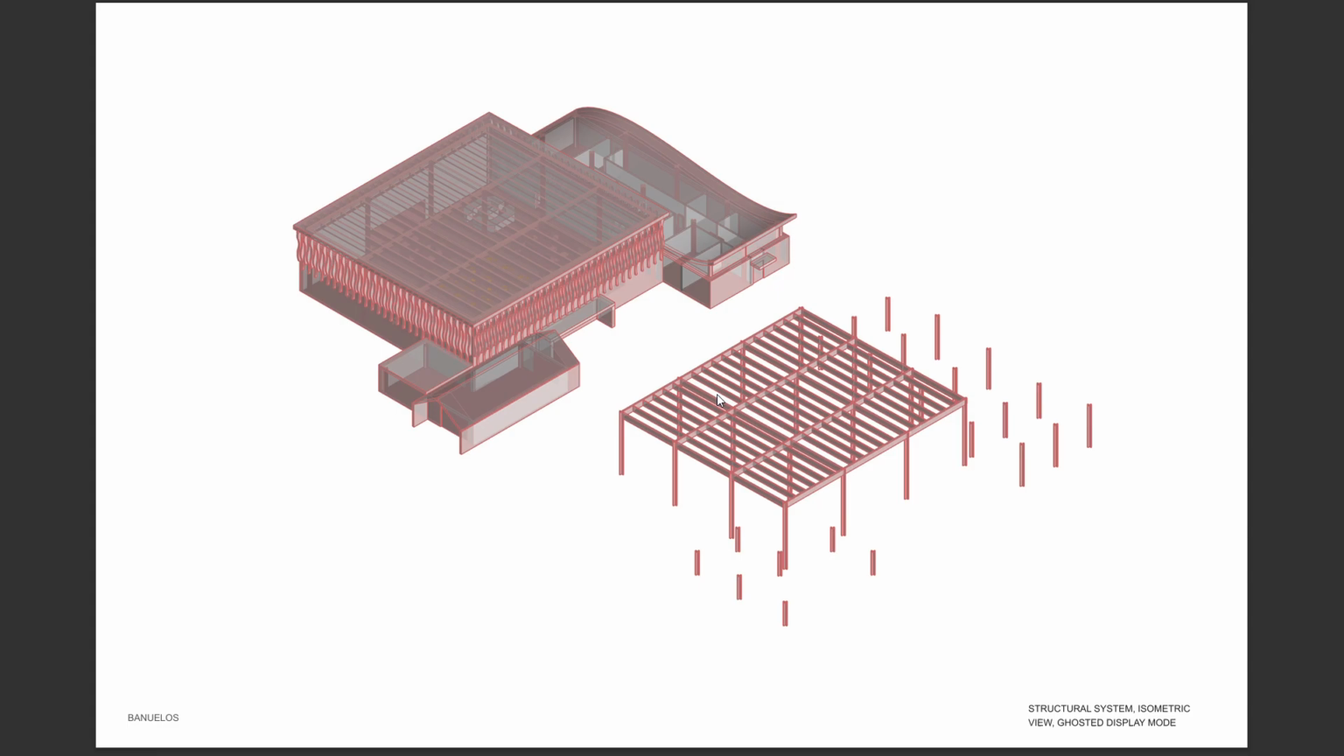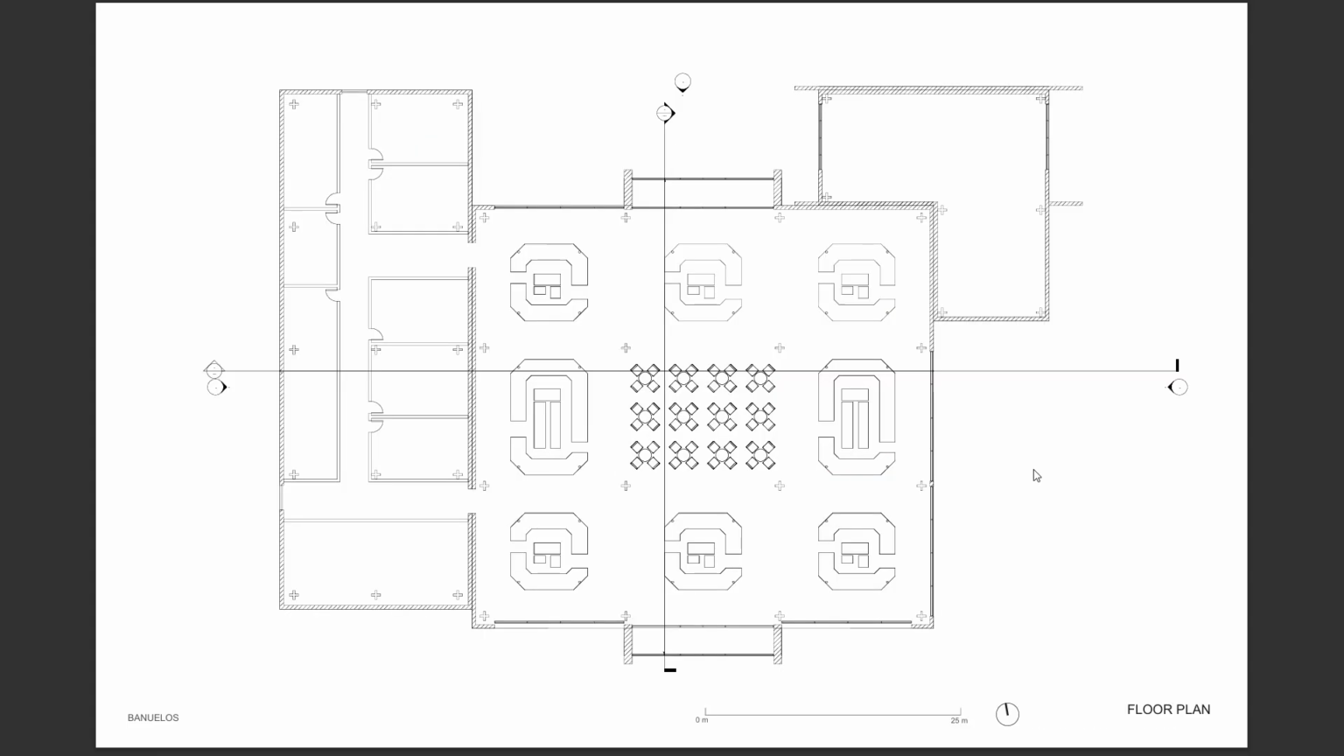Moving on, we have our structural system, isometric view in a ghosted display mode. Here we kind of see the structural components, the bays that are going on in the market hall, as well as the columns that are supporting the roofs in our community center and our service wing. Moving on, we have our floor plan. Here we can kind of see how everything plays out.